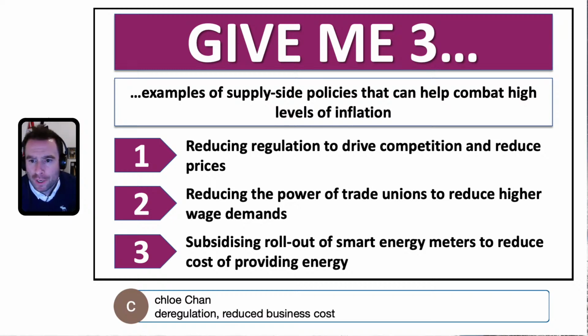One that you might be familiar with, subsidising the rollout of smart energy meters to reduce the costs of providing energy. That also pushes onto consumers, doesn't it, to try to be more mindful with the energy that they use, and therefore reducing their own energy bills.